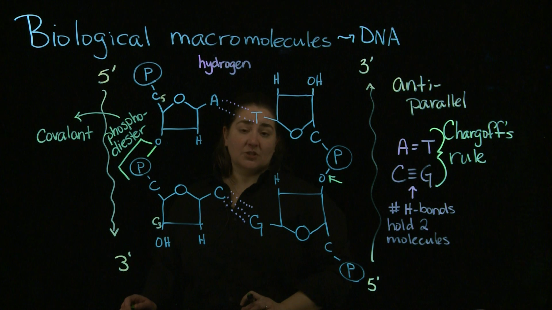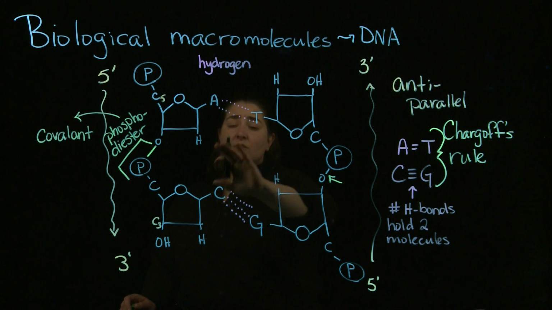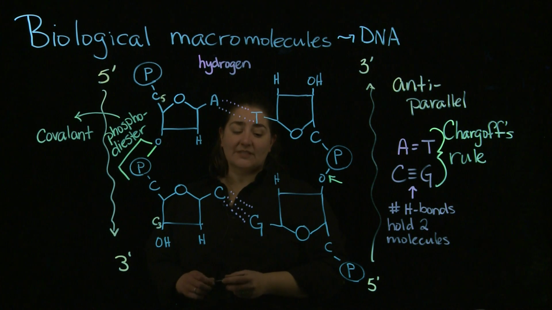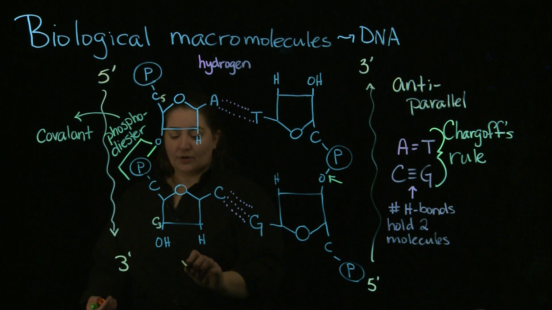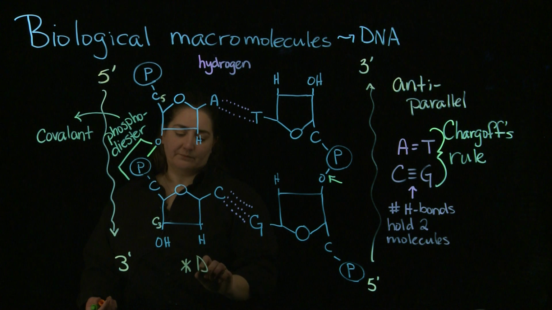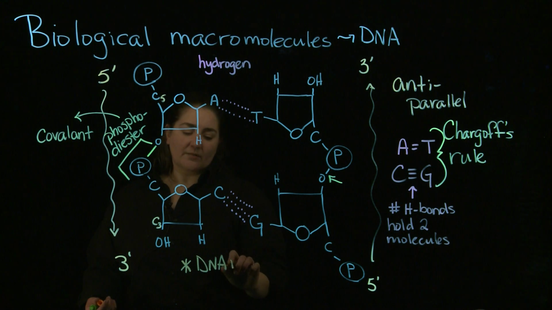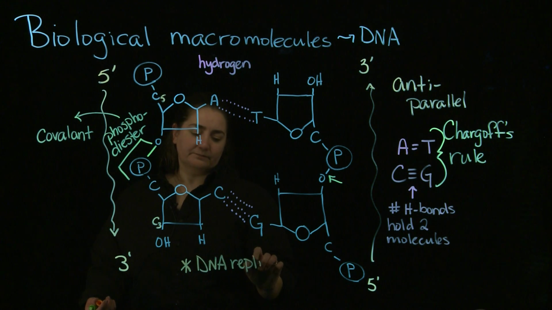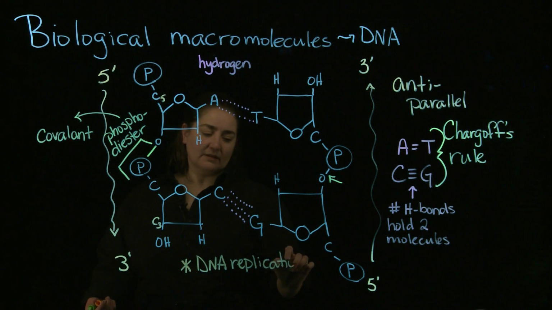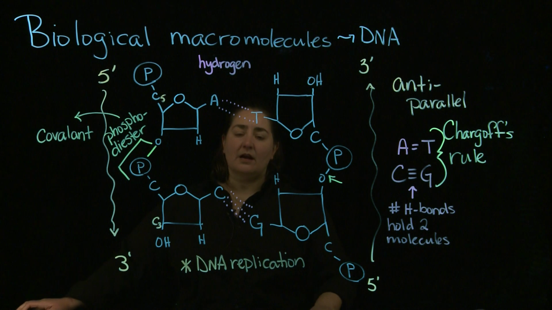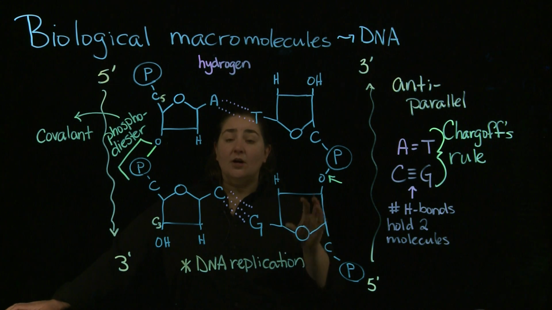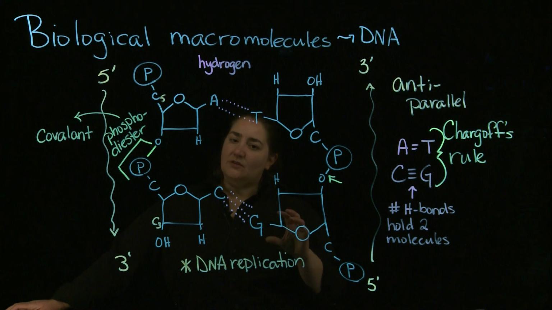And in terms of the chemical structure of DNA, where we're going to revisit this is when we talk about DNA replication. Because how those nucleotides are put together, how those strands are put together, are going to become important for when we talk about how that bacterial cell makes an exact copy of its DNA.